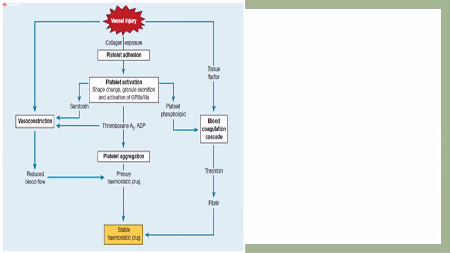Okay. With the activation of platelets, we secrete granules, and there is also release of thromboxane A2, ADP, serotonin, and platelet phospholipid. So once there is activation of platelets, they will start to aggregate and form the primary hemostatic plug. So bear in mind the primary hemostatic plug is not that stable, so we still need fibrin to make it a more stable plug. Okay, so where do we get the fibrin? The fibrin results from the blood coagulation cascade.